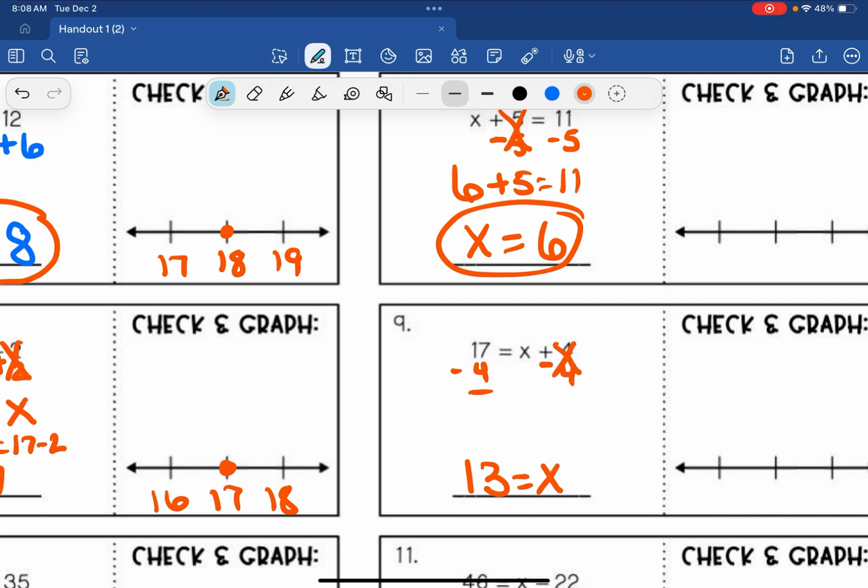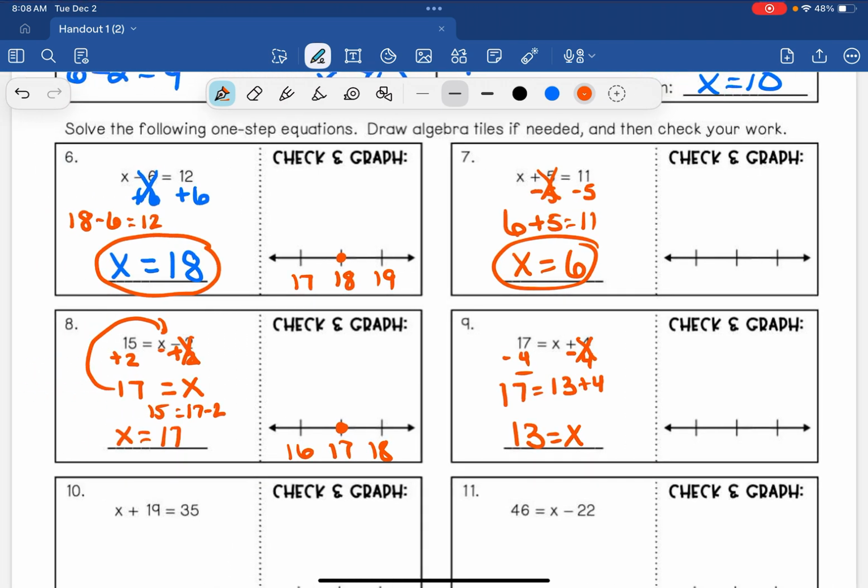So x equals 13. And then we can go ahead and check it. Make sure we got x correct. Make sure we did our math correctly. 13 plus 4 does equal 17. So we know we did it correctly. And again, we didn't graph this one up here, but we could go ahead and do that.